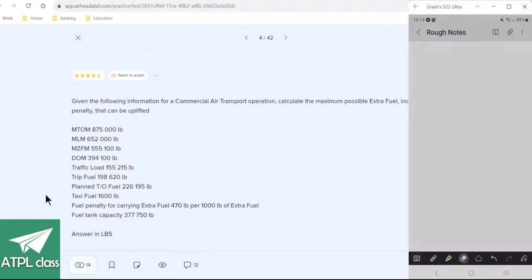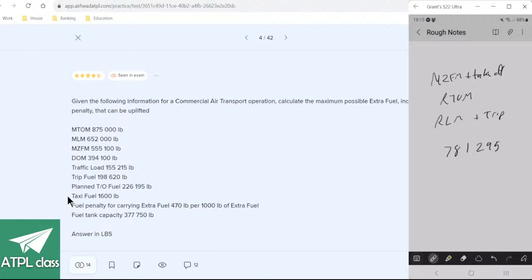So our allowable takeoff mass is either the maximum zero fuel mass plus the takeoff fuel, it's the regulated takeoff mass, or it's the regulated landing mass plus the trip fuel. So let's just work out these numbers first. Let's just do it in order actually, that would make more sense. So maximum zero fuel mass, we have 555,100 plus the takeoff fuel. Do we have that written down? We do, 226,195. So our first one is going to be 781,295, and we're looking for the lowest of these three.